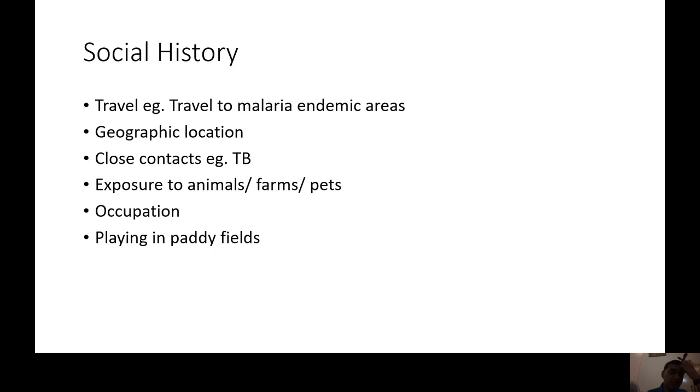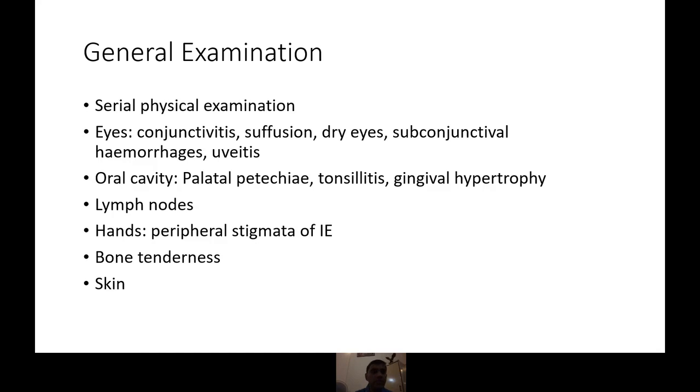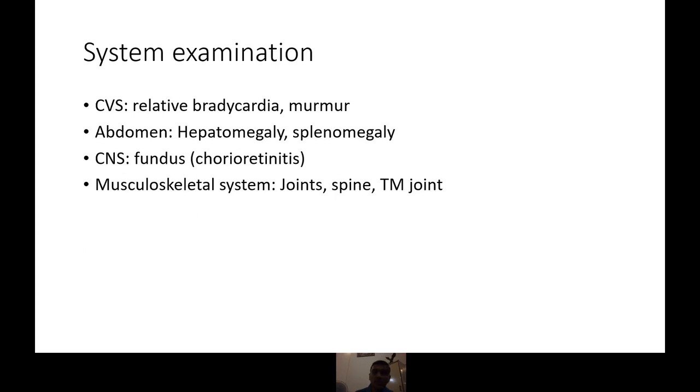And of course, now we'll quickly go through the examination. In the general examination, as I said, the most important thing is that you have to examine the patient every day, looking for certain clues. You have to examine the eyes, oral cavity, lymph nodes, hands, and skin, which is very important. And of course, you have to examine all the systems, including a PGALS, to assess the musculoskeletal system, because sometimes these things can be missed if the patient doesn't complain.